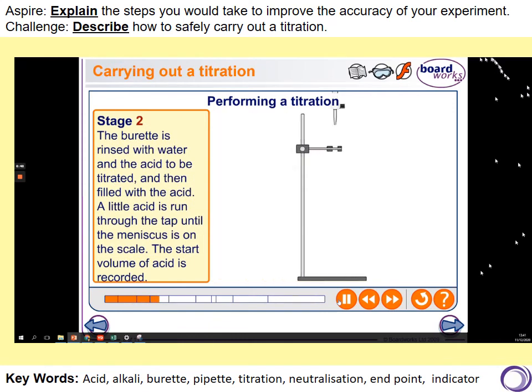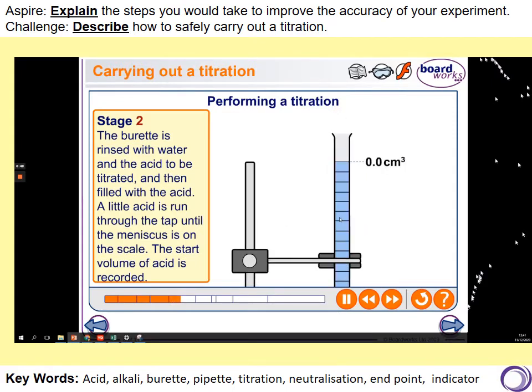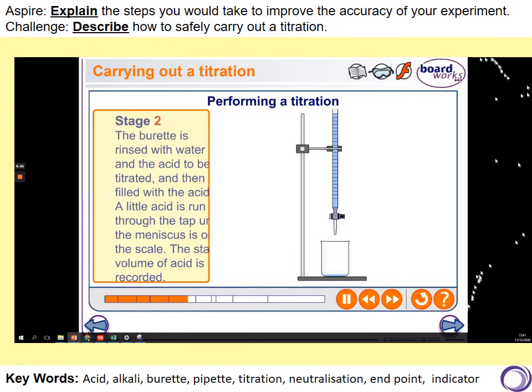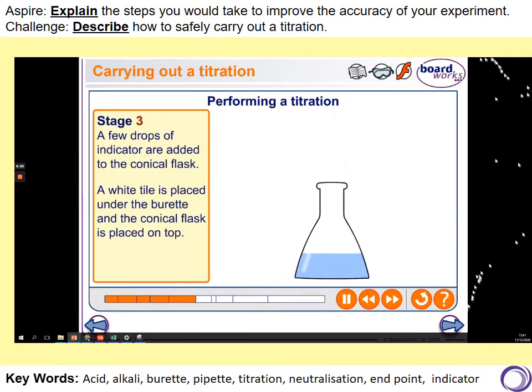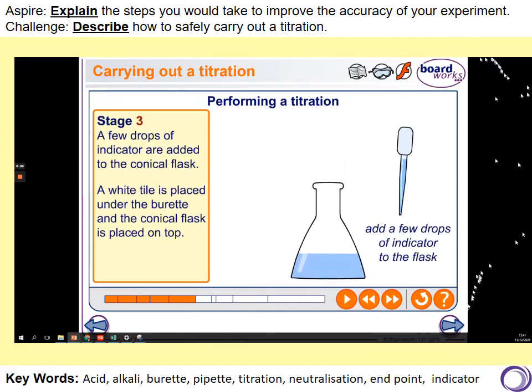Next we will take our burette. We need to rinse the burette and then fill it with acid. When we fill it with acid, we ensure that we run some through the bottom so that we fill the jet space at the bottom, and we record the burette reading from the bottom of the meniscus.